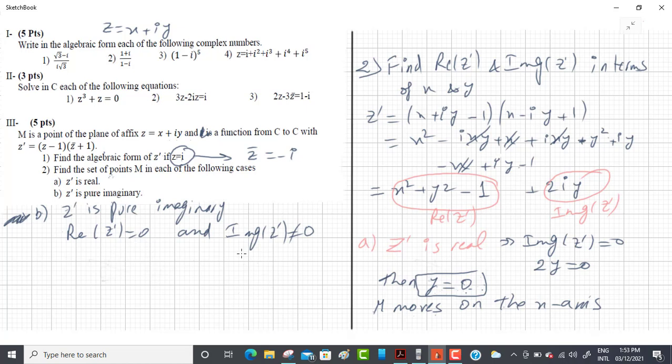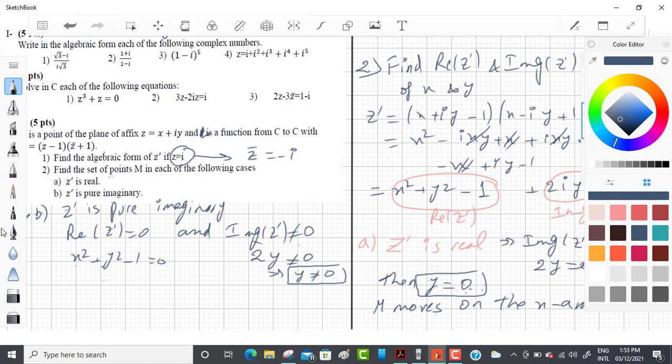There are two conditions. Real part equal to 0, so x squared plus y squared minus 1 equals 0. And imaginary part not equal to 0, it means that 2y is not equal to 0, so y is not equal to 0. So x squared plus y squared minus 1 may be an equation of a circle. On a draft paper, I will solve.